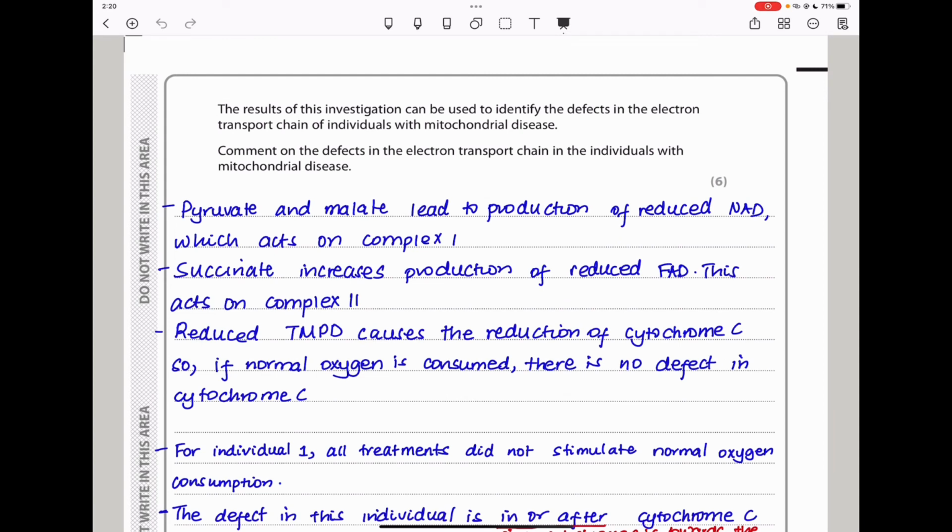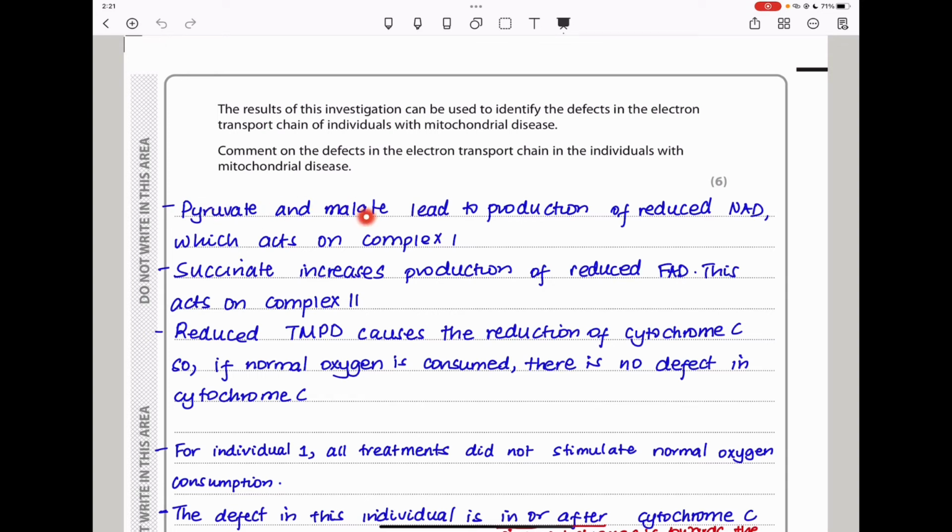So here they say the results of this investigation can be used to identify the defects in the electron transport chain of individuals with mitochondrial disease. Comment on the defects in the electron transport chain in the individuals with mitochondrial disease. So the first part I wrote here was to explain what you remember they are treating with: pyruvate, malate, succinate, as well as reduced TMPD. I began off by explaining what these molecules or substances they are treating the individuals with, how do they affect the electron transport chain.